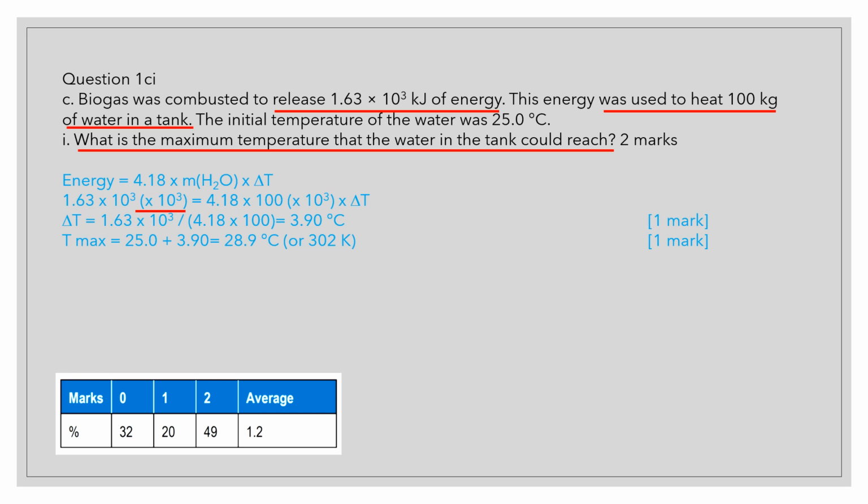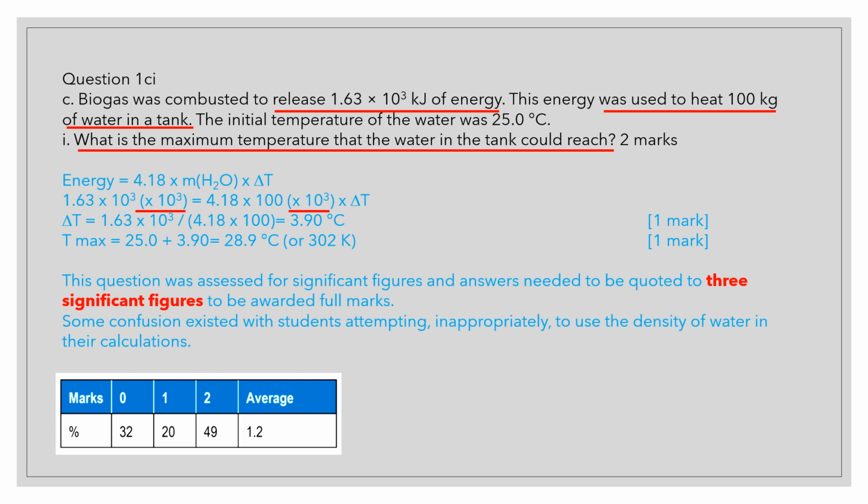Please take care of the units. If the specific heat capacity is joule per gram, we must convert the kilojoule into joule and kilogram into grams. Also, we can use kilojoule per kilogram instead of joule per gram. Please take care of the significant figure. 3 significant figures were awarded full marks.